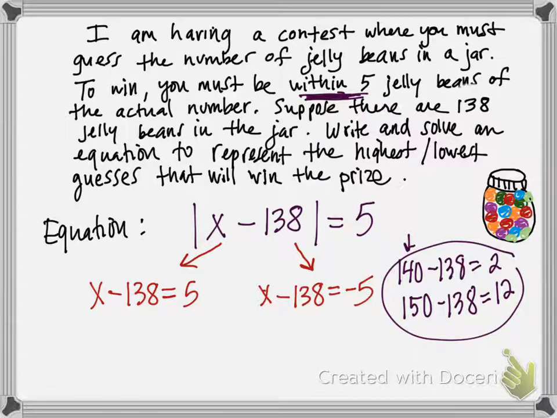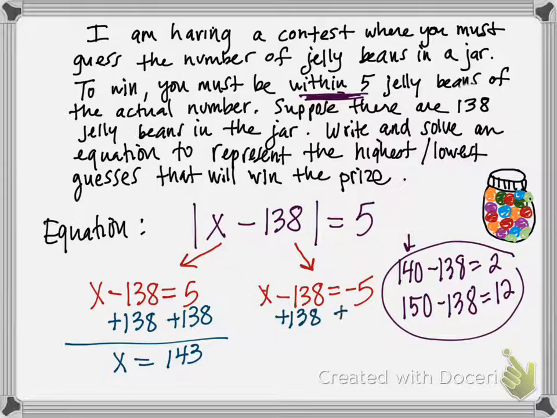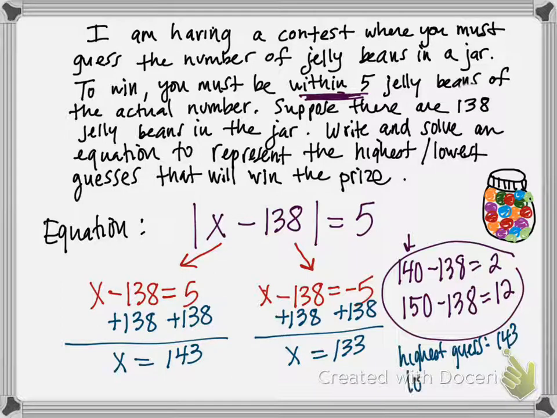So I'm going to add 138 to both sides. So x is equal to 143. And if I add 138 to both sides on this next one, I would have x is equal to 133. So the highest guess would be 143, and then the lowest guess is 133.